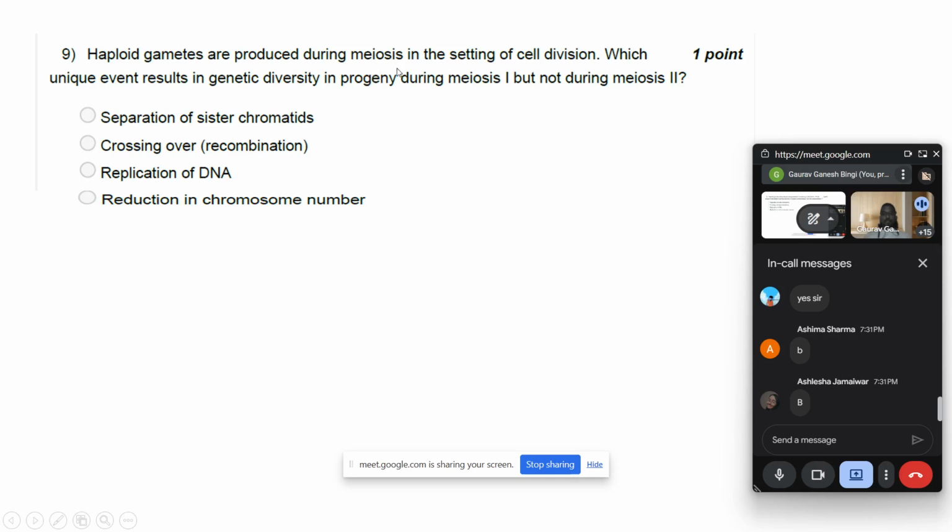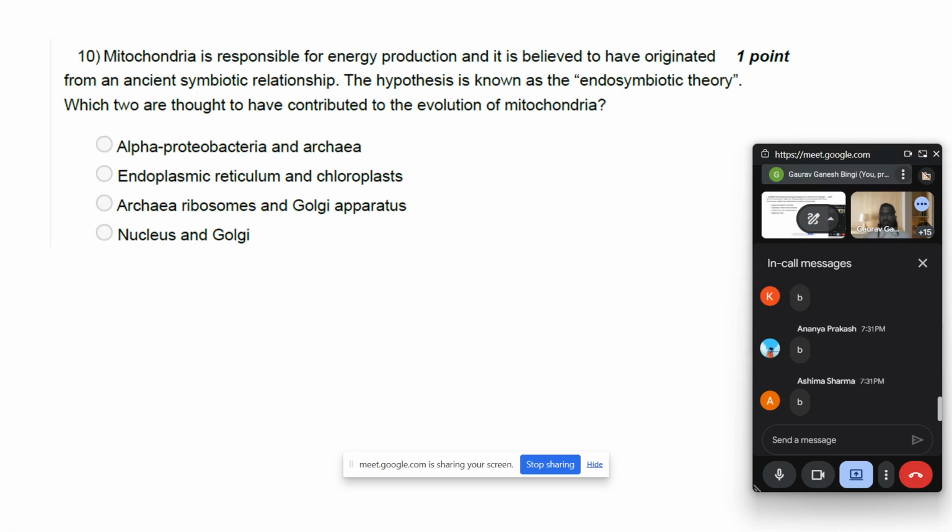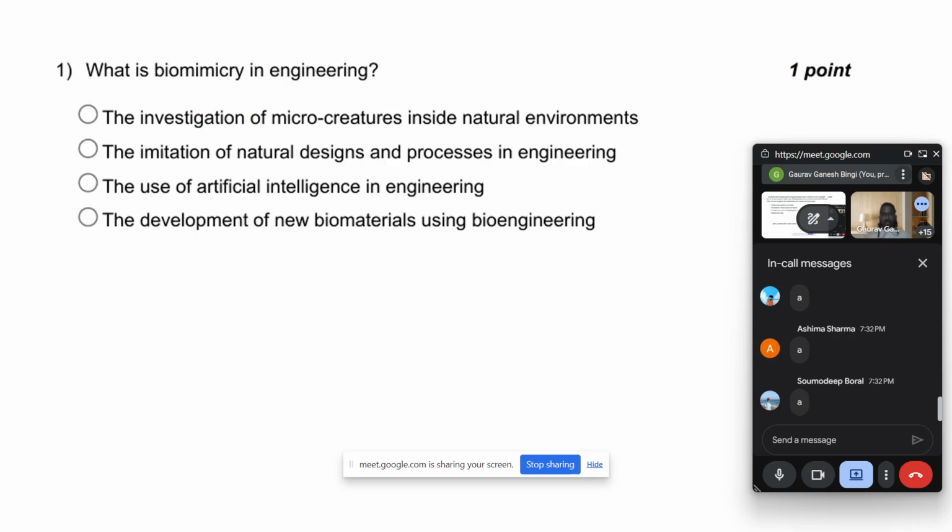Okay, haploid gametes are produced during meiosis in the setting of cell division. Which unique events result in genetic diversity in progeny during meiosis 1 and not during meiosis 2? Yes, you are right. Mitochondria is responsible for energy production and is believed to have originated from an ancient symbiotic relationship. In the endosymbiotic theory, which two are thought to have contributed to the evolution of mitochondria? Yes, it's alpha proteobacteria and archaea.